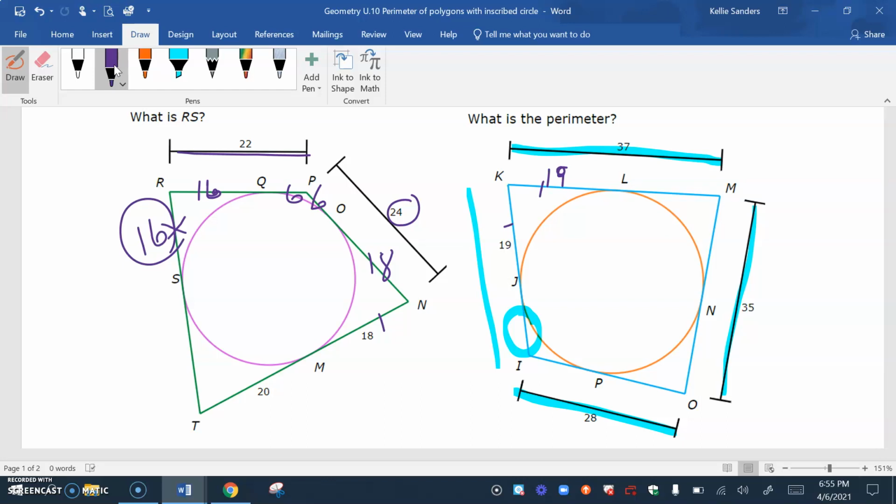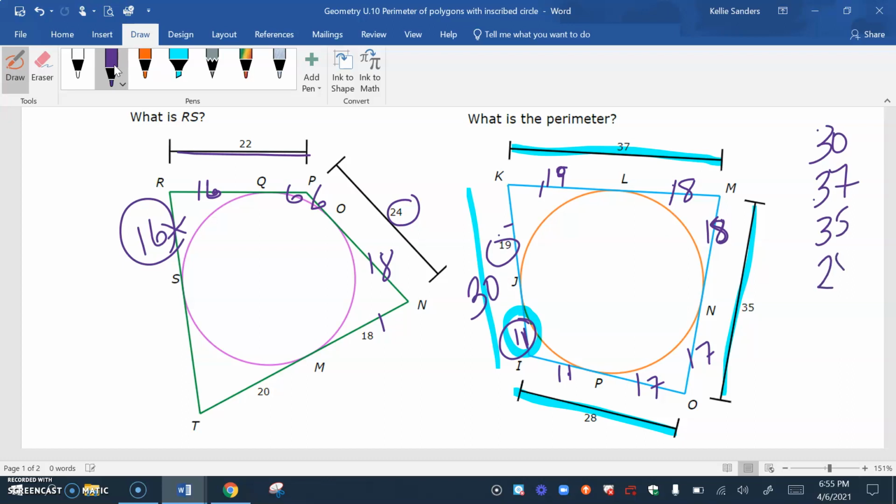And if the whole thing is 37, then that is 18. So this is 18. And since the whole thing is 35, that is 17. So that is 17. And if the whole thing is 28, then that is 11. And that is 11. Since this is 11 and this is 19, then the whole thing is 30. So 30 plus 37 plus 35 plus 28 is 130.